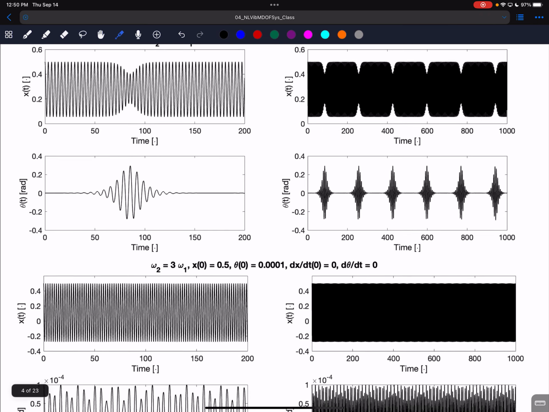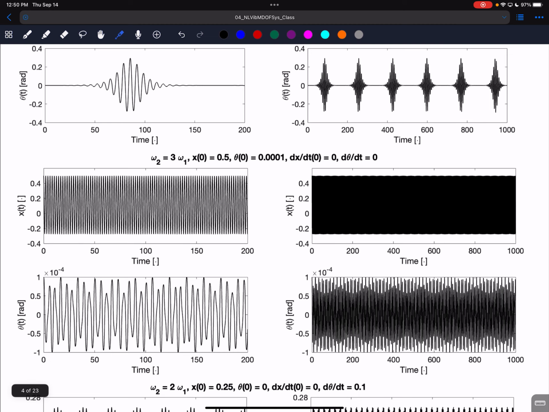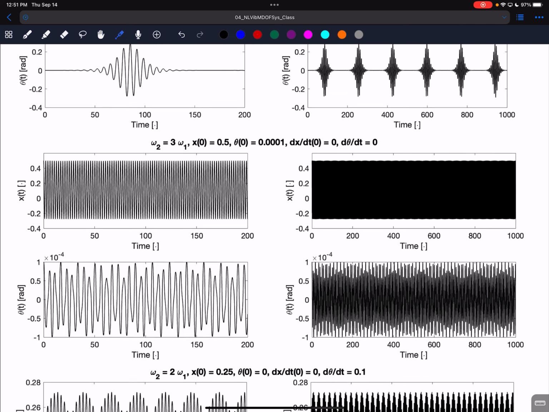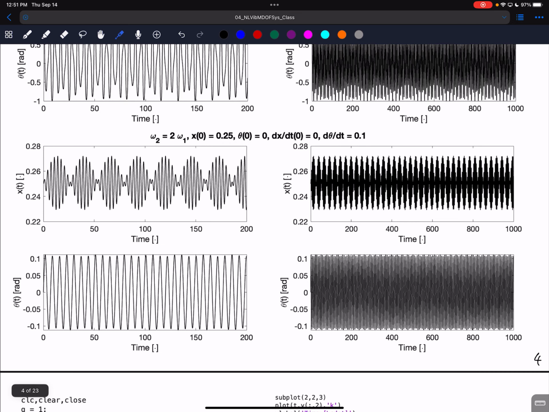If we go all the way up to 3 times omega 1, which is now far away from that ratio of 2 to 1, we no longer have this beat phenomena that shows up. There is a little bit of a slowly varying amplitude over here, but it is not an exchange of energy between the two. So again, this is a 2 to 1 relationship that occurs. All right, if we go back up to 2, and we now just change a little bit the initial conditions.